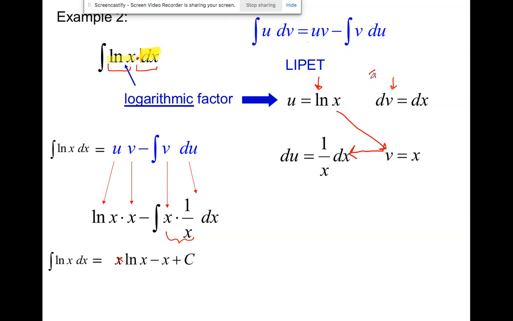Okay, so don't forget when you do integration by parts, you're really integrating twice. You integrate here and you integrate here. Again, if you don't believe me, take the derivative of this, and I swear you'll get ln x.